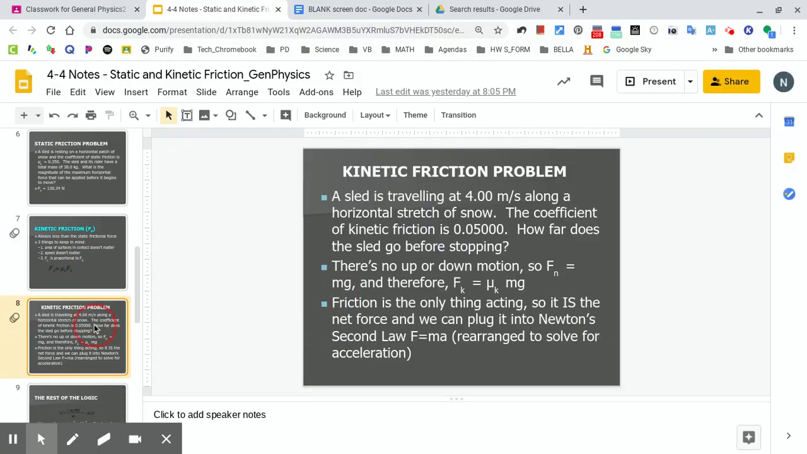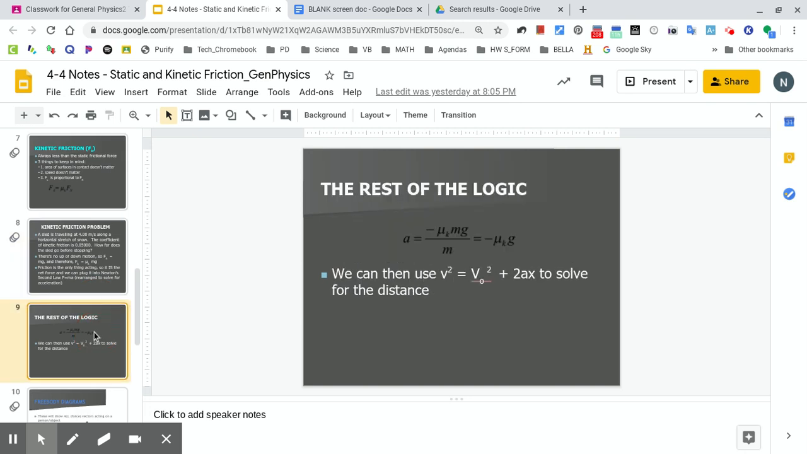And then it also says how we can use the equation we've used previously with our projectile motion vector type stuff: the velocity squared is equal to the initial velocity squared plus 2ax, to solve for the distance as well.